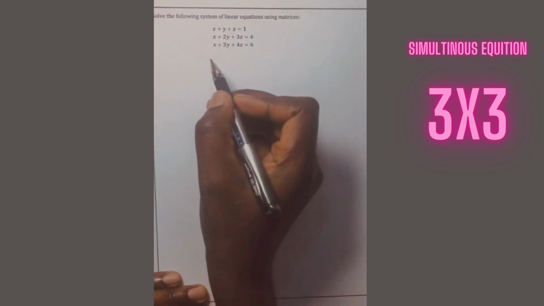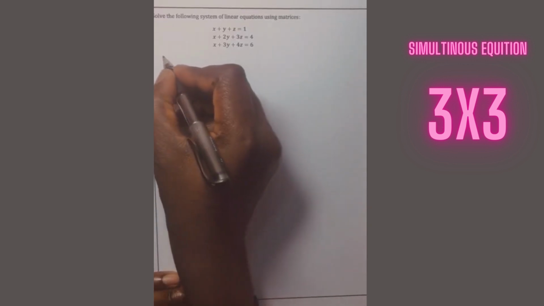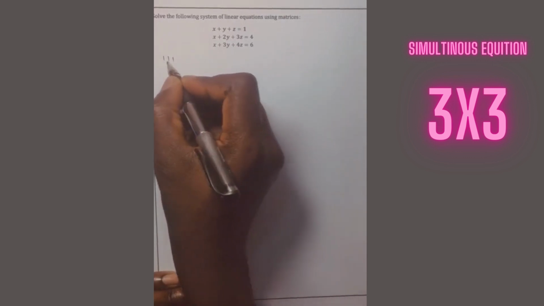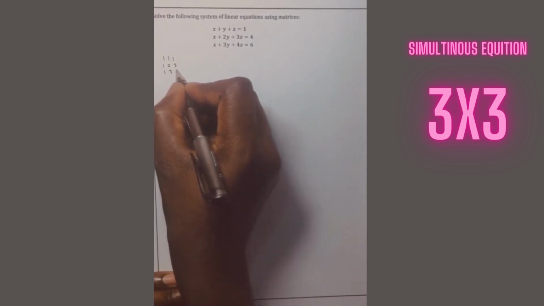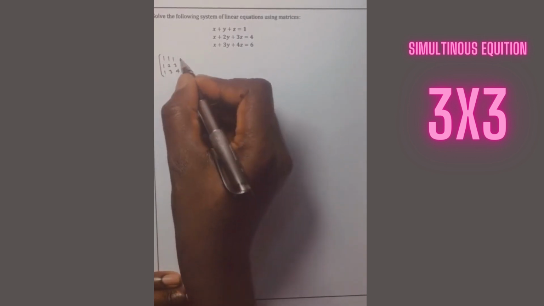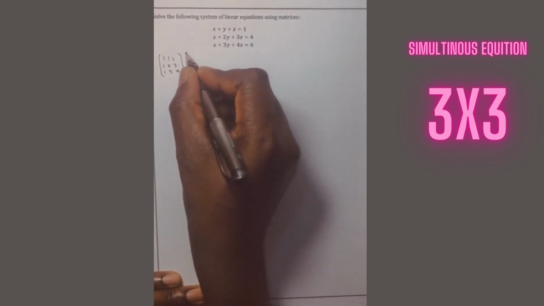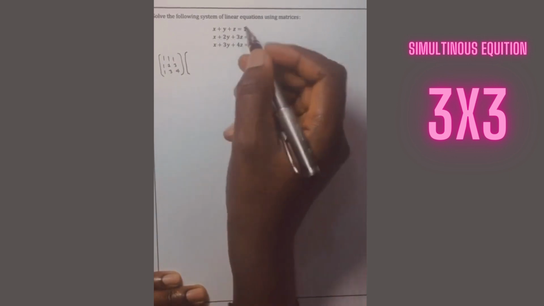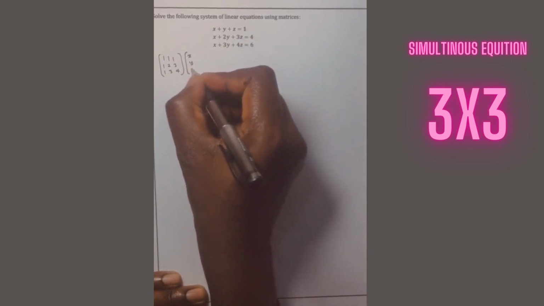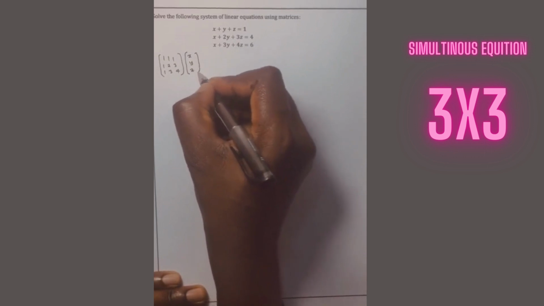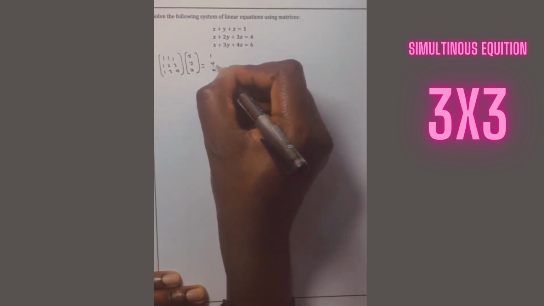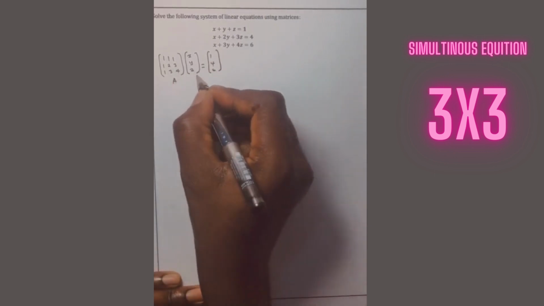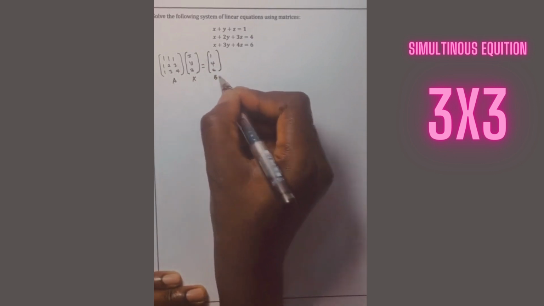So first we need the matrix of the coefficients. In this case, that is 1, 1, 1, 1, 2, 3, 1, 3, 4. The next matrix is the matrix of the variables x, y, and z. Then the final one is the one for the results 1, 4, 6. So this is A, this is X, and that is B.